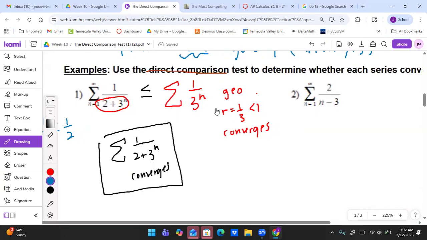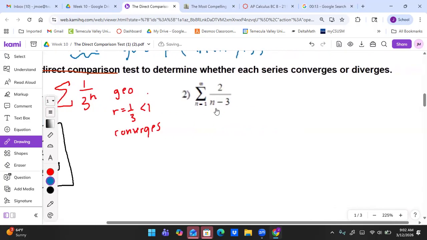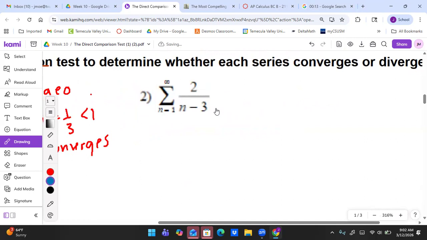Okay, number 2. 2 over n minus 3. So by the way, how do you know when to use this? Well, what about the nth term test for divergence, does it work? You could do the integral test on this, but we don't want to. Avoid that at all costs. This is a good one to do the direct comparison test on because it looks very similar to a p-series, 2 over n.